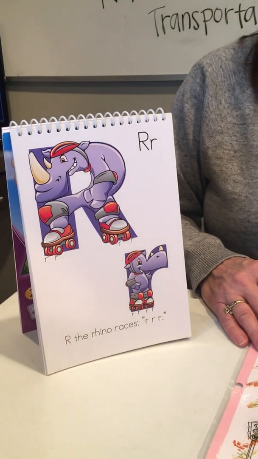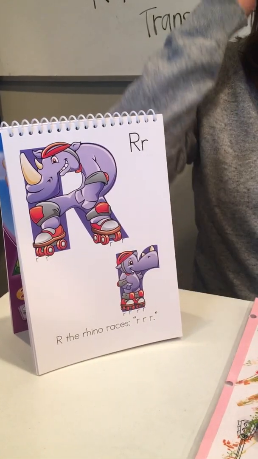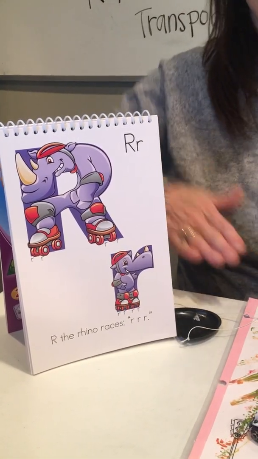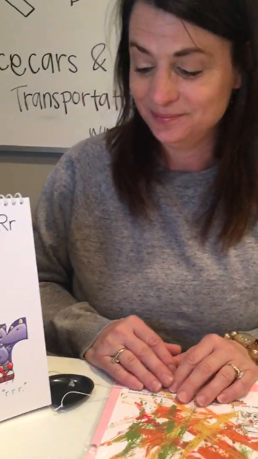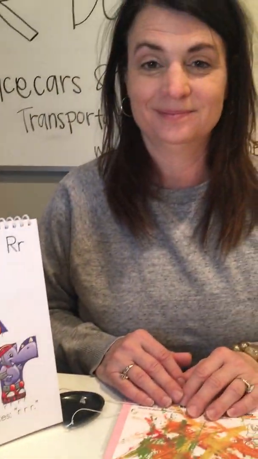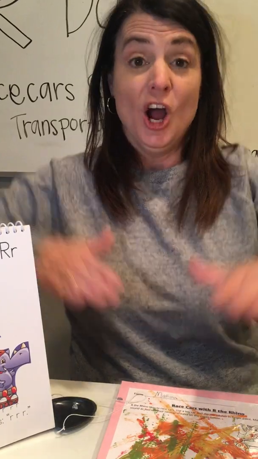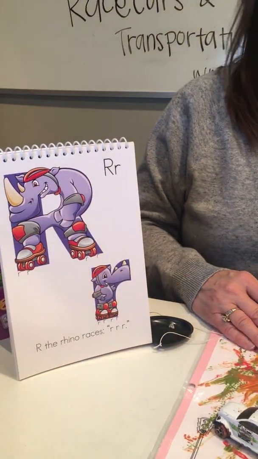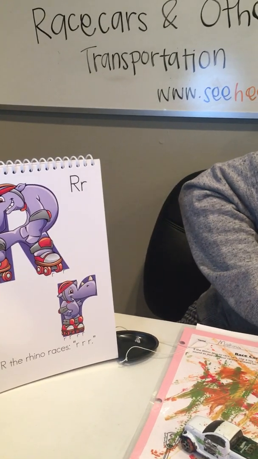R the rhinoceros rapidly races on roller skates down a rainy road. Ready, go. He's really trying to reach the end of the rainbow. Again, ready? His red roller skates roar as he races down the road.